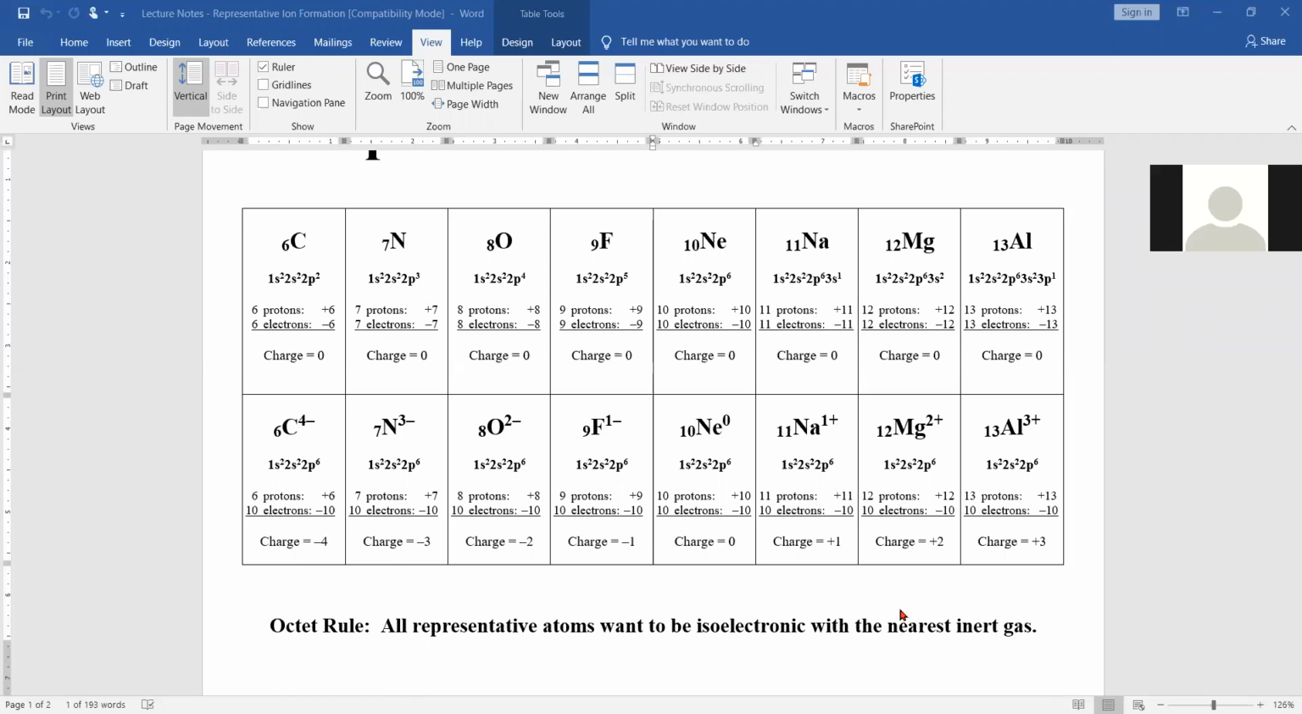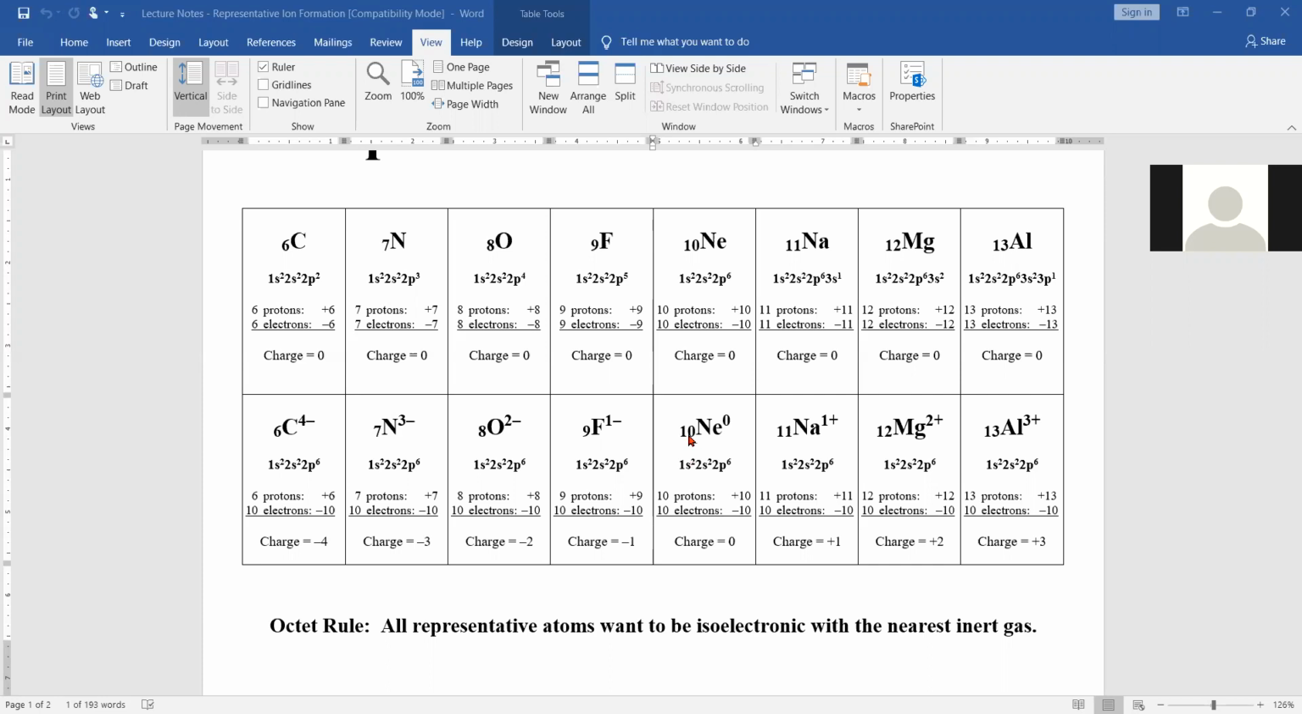Okay, so all atoms in S and P block want to have the same number of electrons as the nearest inert gas element. Notice this does not apply to D and F block, the transition elements. Okay, so this is what's so special about these 10 electrons, which the inert gas in this case has. The nearest inert gas is neon, which has 10 electrons.